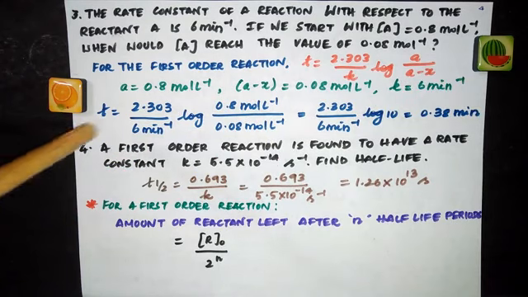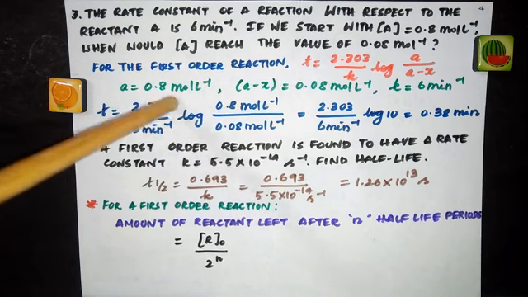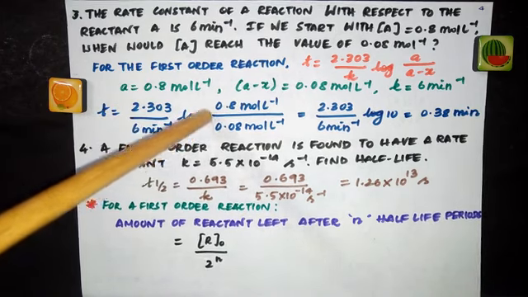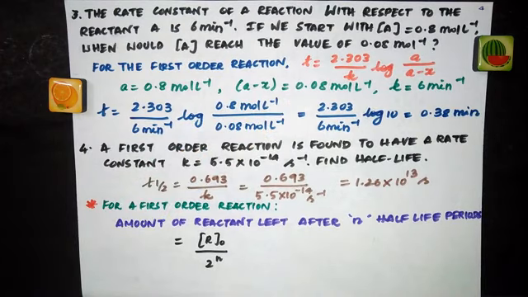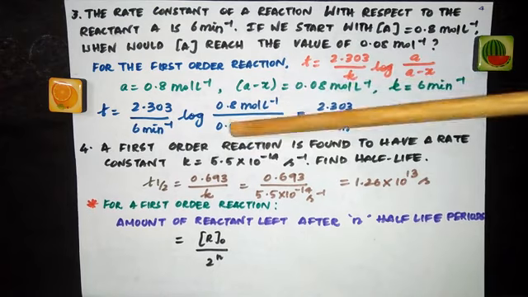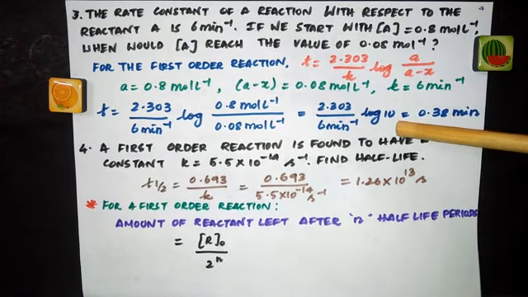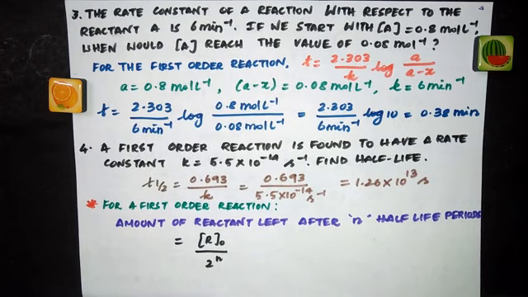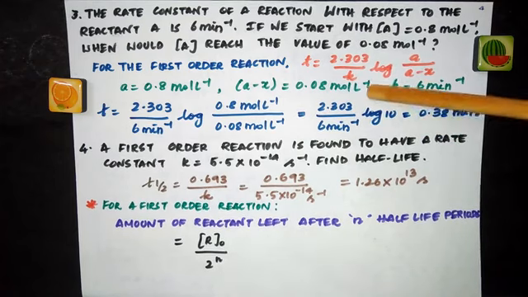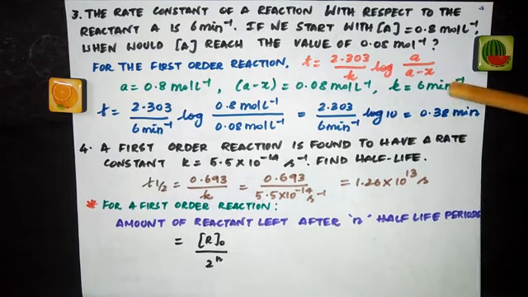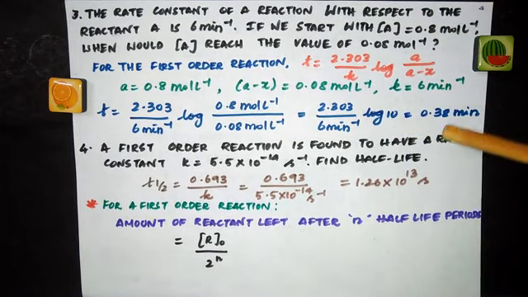So substitute all the values. t is equal to 2.303 by 6 minute inverse log of 0.8 mole per liter divided by 0.08 mole per liter. When you cancel the units, that gives you 10. That's log 10, which is equal to 1, and then when you do the calculation, you get 0.38 minute. The minute inverse goes to the numerator as minute. So the time taken for the conversion is 0.38 minute.